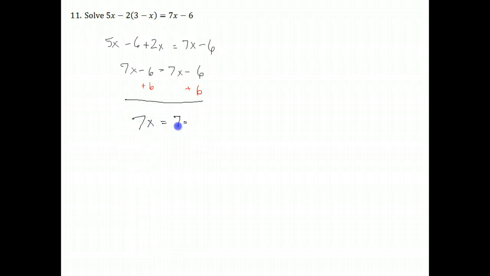7x equals 7x. And then subtract 7x on both sides. And that's going to give us 0 equals 0. Now we did not get x equals a specific number, but this is a true statement, 0 equals 0. So in this case, unlike the previous problem where it didn't make sense, 0 equals 7, and we got no solution, if it makes sense, then the solution is going to be all real numbers.